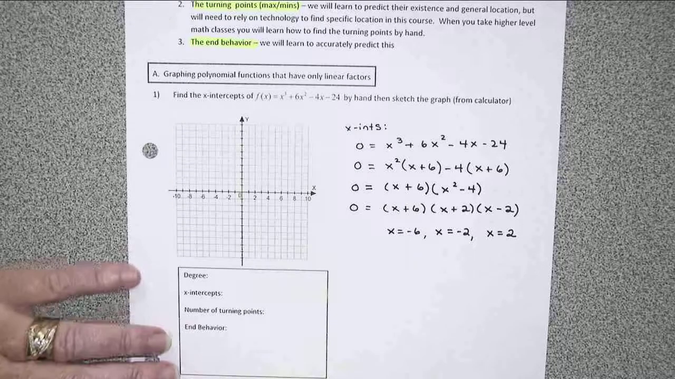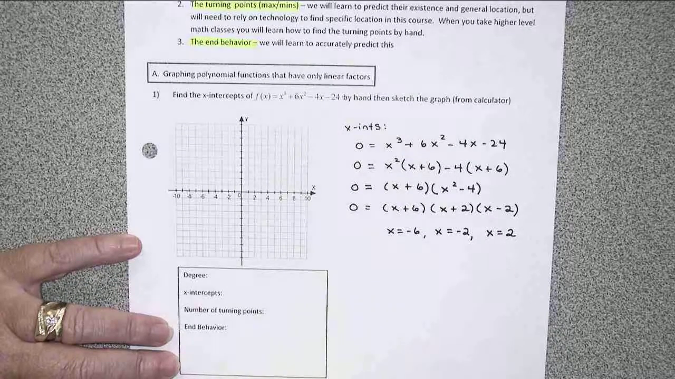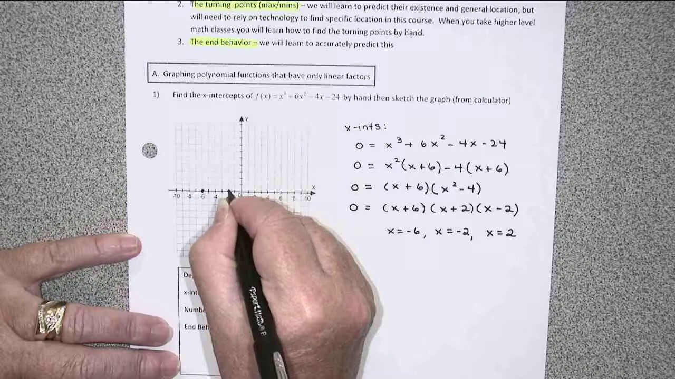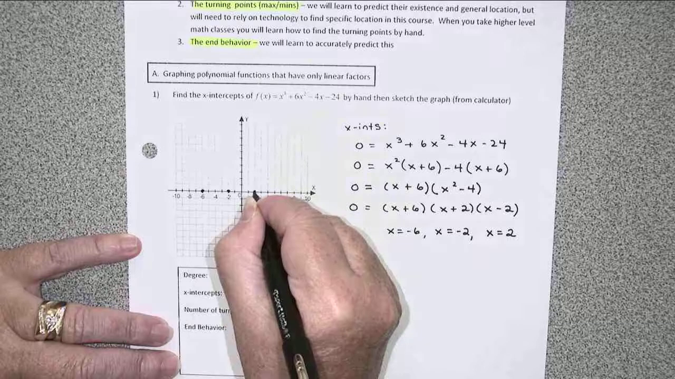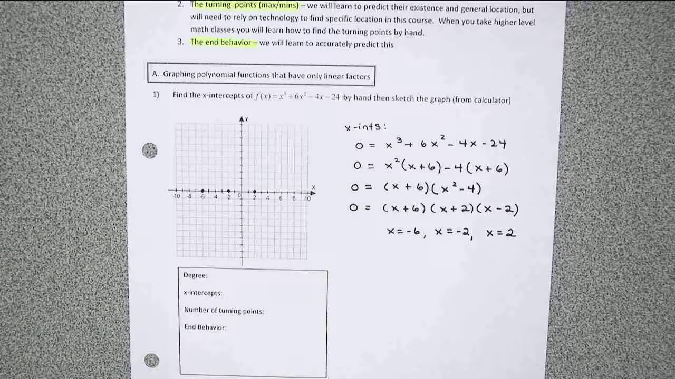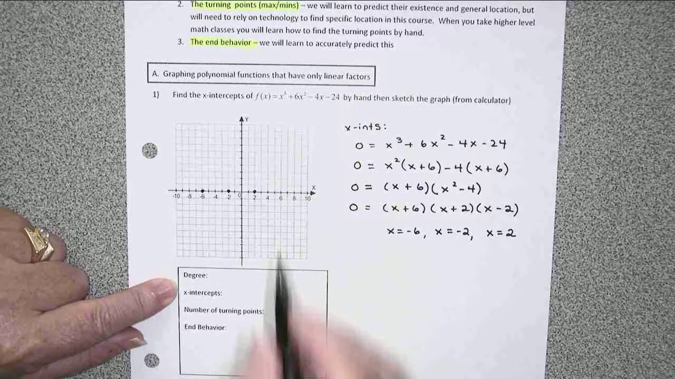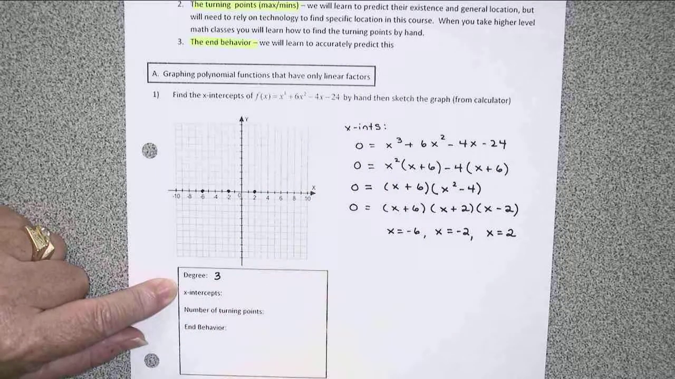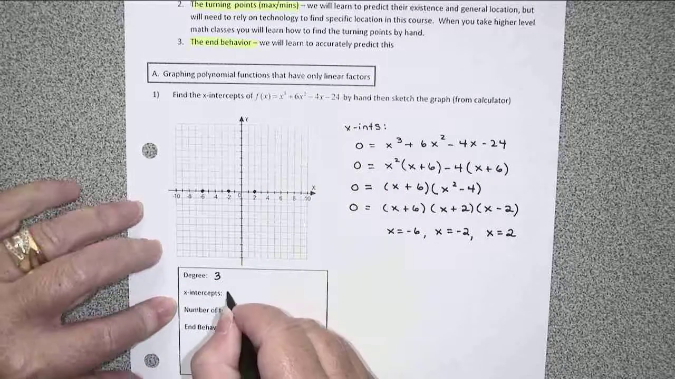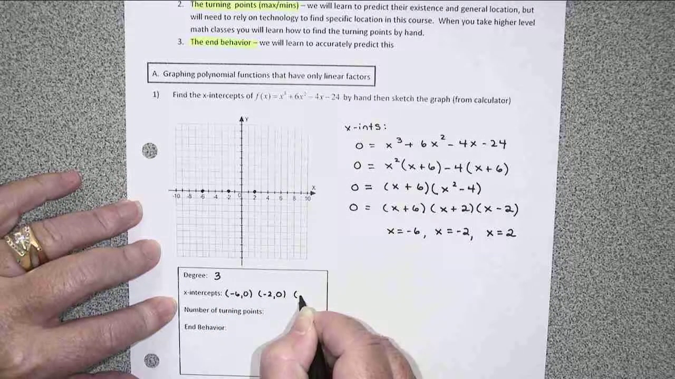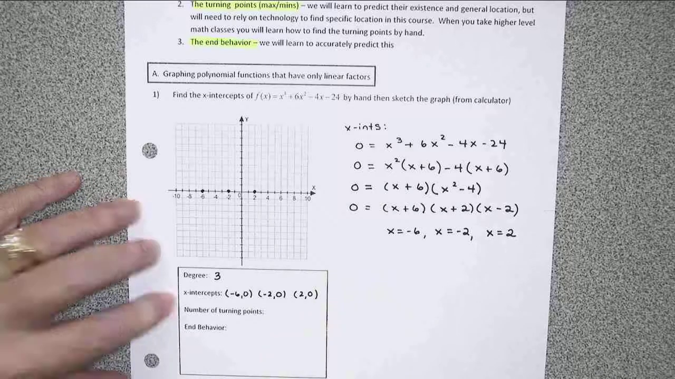Okay. So let me go ahead and plot those x-intercepts. Y is 0 when x is negative 6, also when x is negative 2, and when x is positive 2. So at this stage, I'm going to go ahead and answer the first 2 questions. The degree of my polynomial is 3, and my x-intercepts are negative 6, 0, negative 2, 0, and 2, 0.